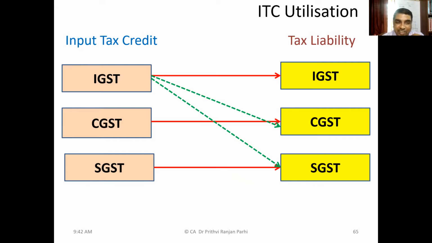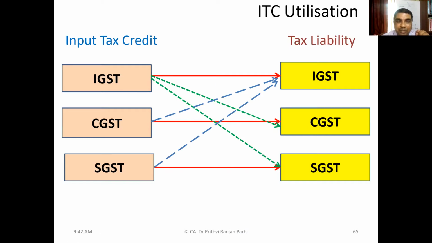Now coming to CGST. I told you first it is utilized for CGST liability. Then if there is still some CGST input tax credit, that can also be utilized for settling IGST liability. Understood? Similarly, SGST can be utilized for SGST liability, and SGST can also be utilized for paying IGST liability. That's it. No further uses are possible.